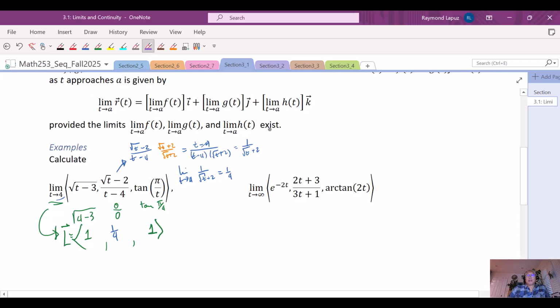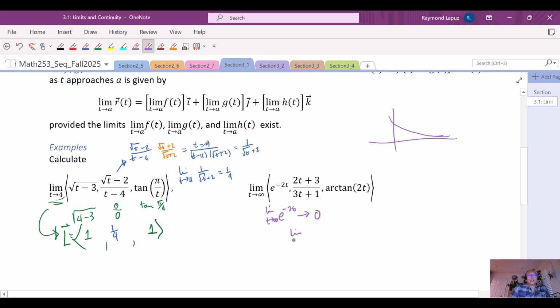All right. Another problem for limits. Limit as t goes off to infinity. So again, we're going to take these limits one by one. Limit as t approaches infinity of e to the negative 2t. That goes to 0 if you imagine what the graph is going to look like, and if you go to infinity.